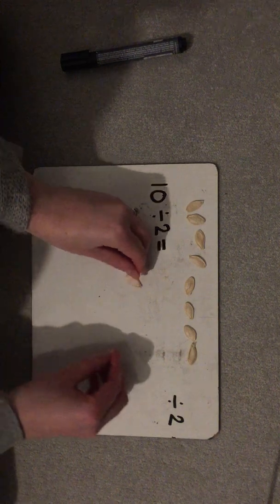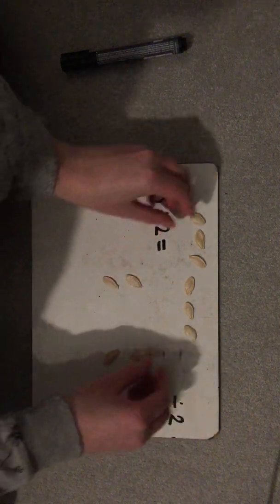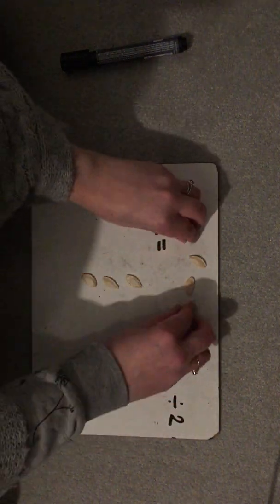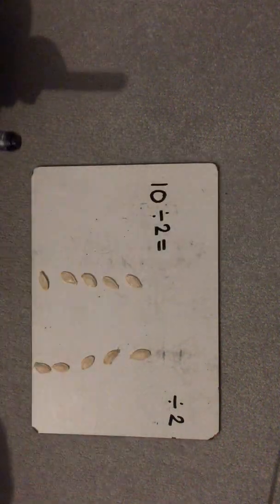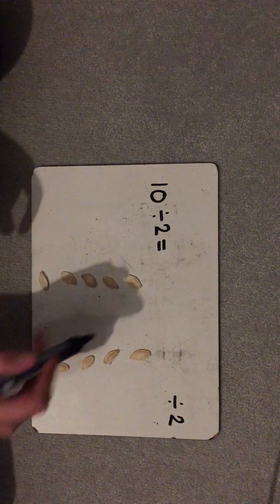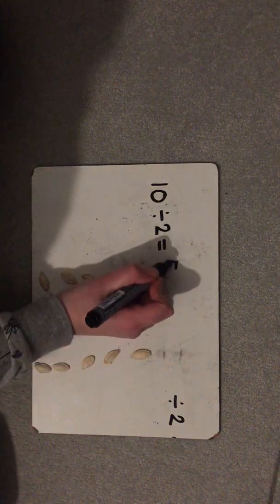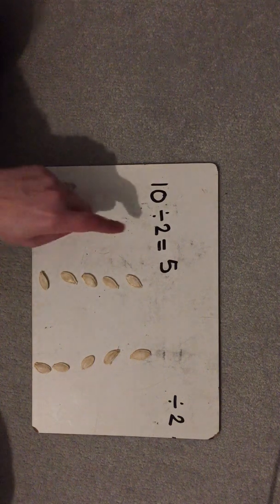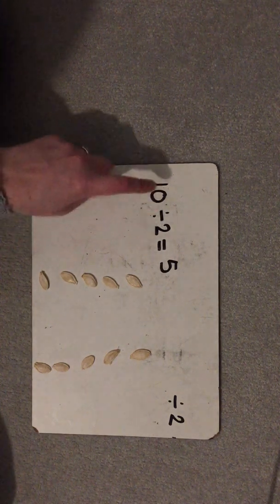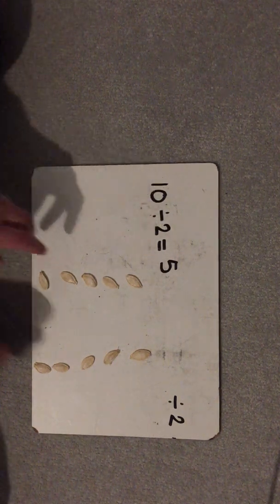So they're going to be in 2 groups. 1, 2, 3, 4, 5, 6, 7, 8, 9, 10. Did that work? Was there a remainder? No, because each person has 5. So 10 divided by 2 doesn't have a remainder, and you know that because 2 goes into 10. You can count in 2s and reach 10.